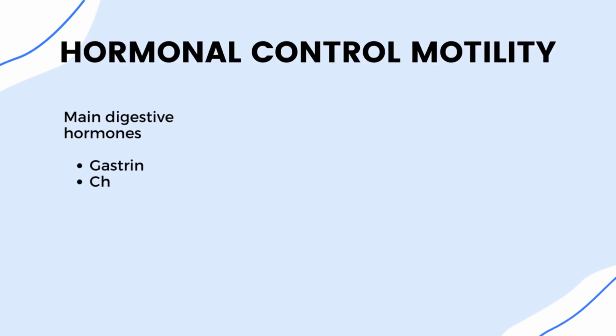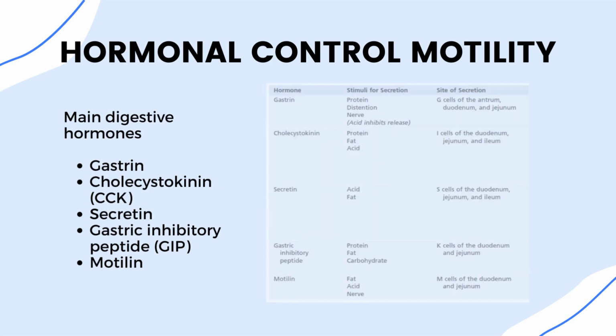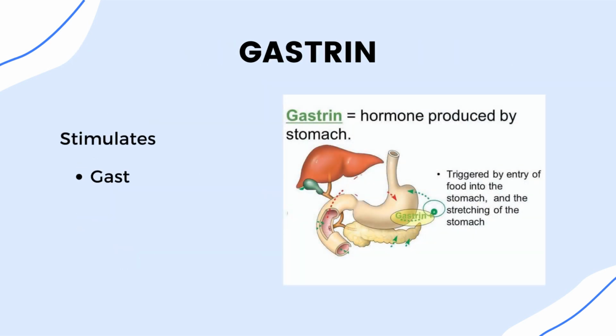In the hormonal control of motility, the main digestive hormones are gastrin, cholecystokinin or CCK, secretin, gastric inhibitory peptide or GIP, and motilin. There are others, but we will see them in their respective classes, and these are the main ones. Gastrin: stimuli for the release of gastrin are proteins, distension and nerves, especially the pneumogastric nerve, and acid does the opposite, it inhibits the release of gastrin.